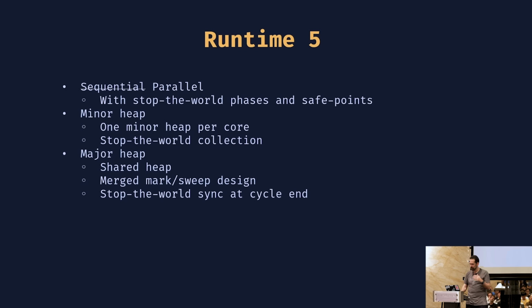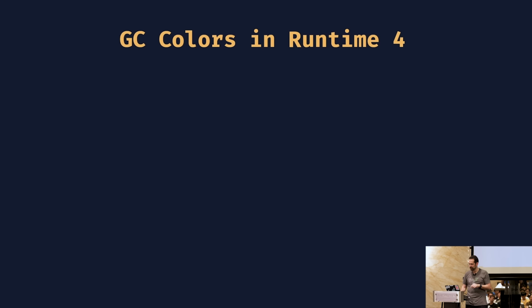And again, a stop the world sync at cycle end. And that's to kind of play around with the colors. And I'll talk about the details of how that works in just a sec. So yeah, let's go back and talk about colors now. So first of all, what happens with the colors in runtime 4?